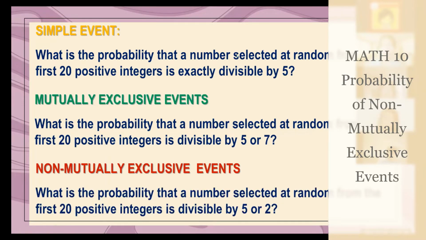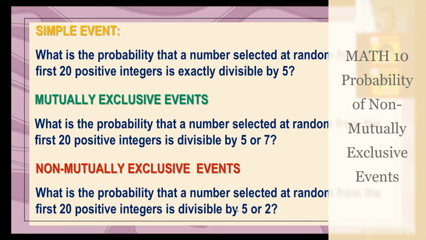And ito na yan. Non-mutually exclusive events. Look at the example. Number selected at random from the first 20 positive integers pa rin, divisible by 5 or 2. If you list, there are common. So give a number which is divisible by both 5 and 2. Can you give a number which is divisible by both 5 and 2? Meron. A number that you can divide by 5, like 10. We can divide 10 by 5. Oh, that's one example na, di ba?